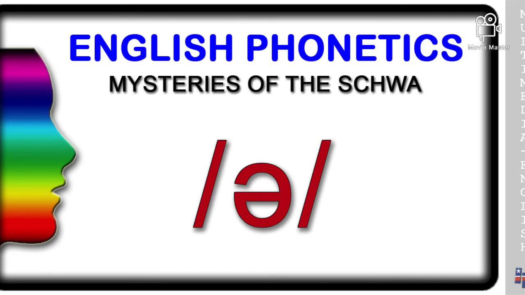Individual, individual. 5 syllables in this word. Emphasis on the third syllable, individual, individual. The second syllable is where you have the schwa, da, da. Inda, inda. Individual, individual.